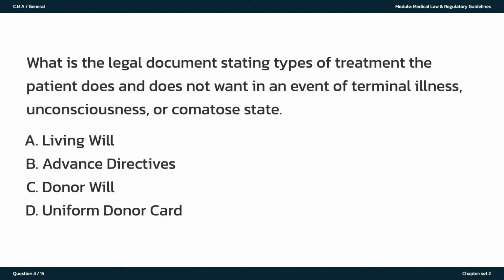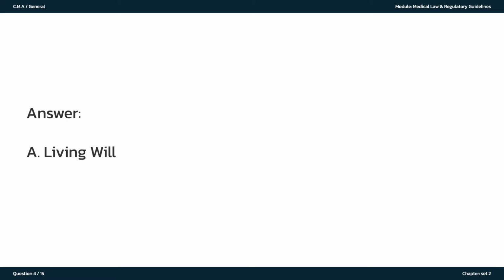What is the legal document stating types of treatment the patient does and does not want in the event of terminal illness, unconsciousness, or comatose state? A. Living will. B. Advance directives. C. Donor will. D. Uniform donor card. The answer is A. Living will.